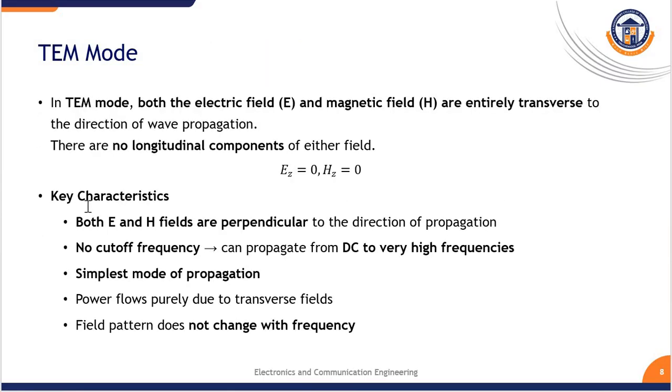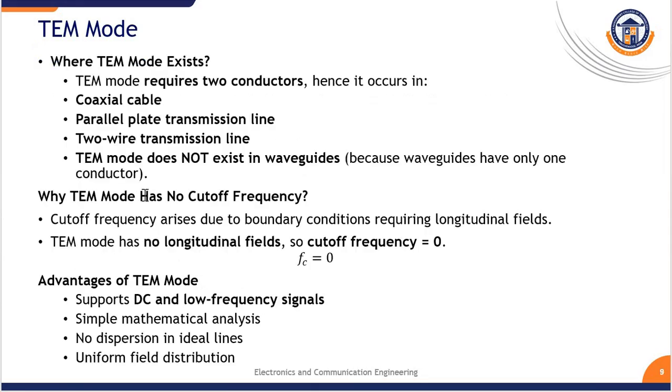TEM mode. In TEM mode, both the electric field and magnetic field are entirely transverse to the direction of wave propagation. There are no longitudinal components of either field, that is Ez equals 0, Hz equals 0. Key characteristics of TEM mode: both E and H fields are perpendicular to the direction of propagation. No cutoff frequency, that is, it can propagate from DC to very high frequencies. Simplest mode of propagation. Power flows purely due to the transverse fields. The field pattern does not change with frequency.